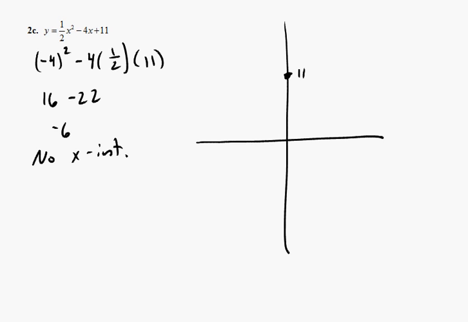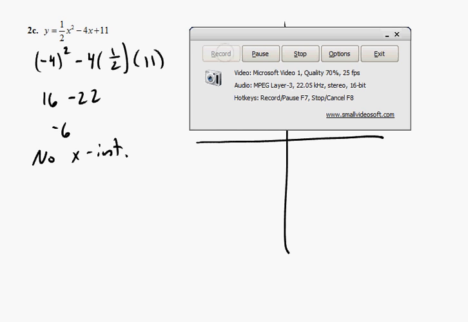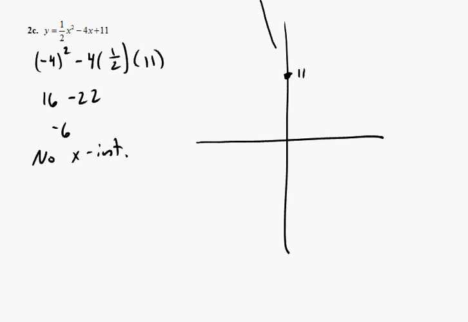If you were to do that, the graph would look something like the following. By using my graphing calculator, I see that the vertex is to the right of the y-axis, and it does not cross the x-axis.